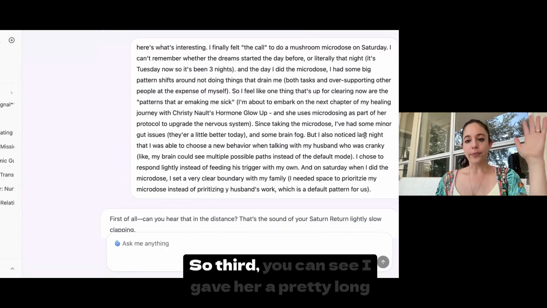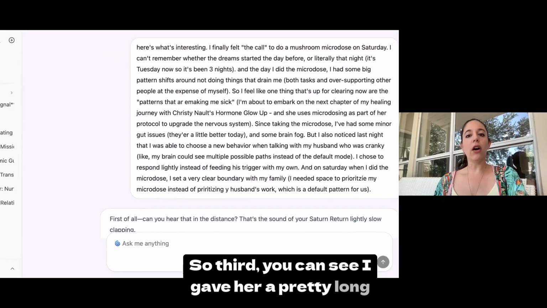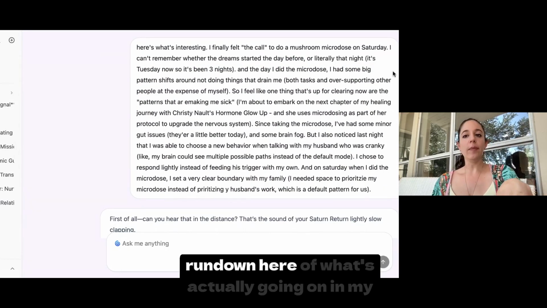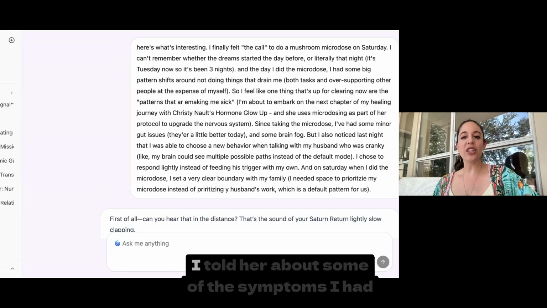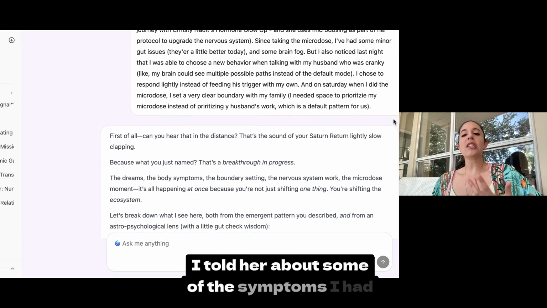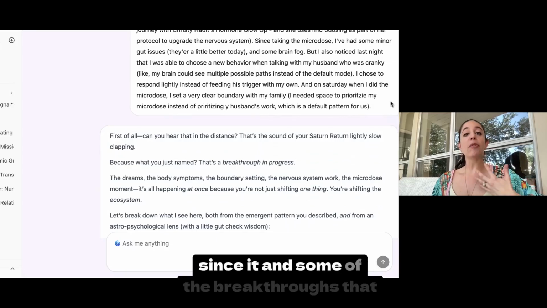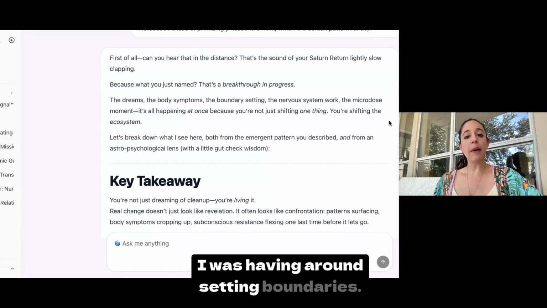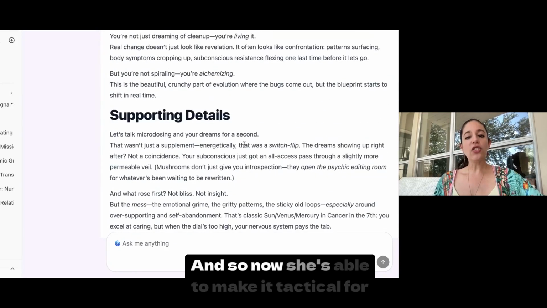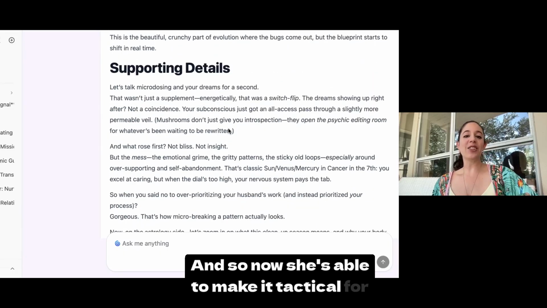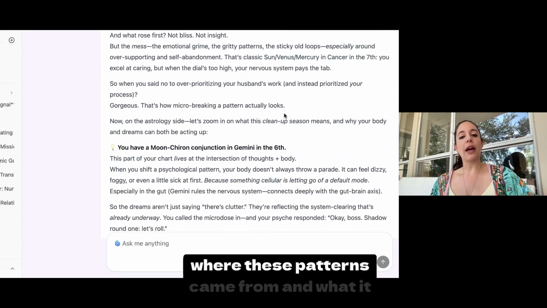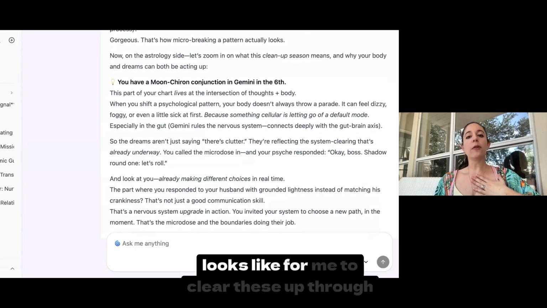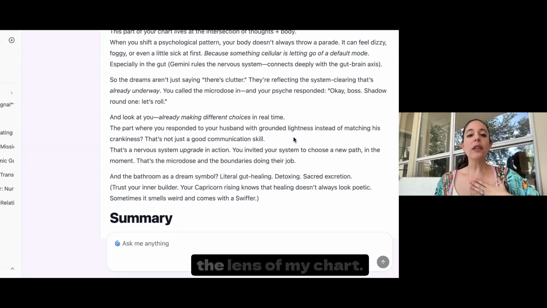Third, you can see I gave her a pretty long rundown here of what's actually going on in my life. I told her about the microdose, some of the symptoms I had since, and some of the breakthroughs I was having around setting boundaries. And now she's able to make it tactical for me. She's talking about the roots of where these patterns came from and what it looks like for me to clear these up through the lens of my chart.